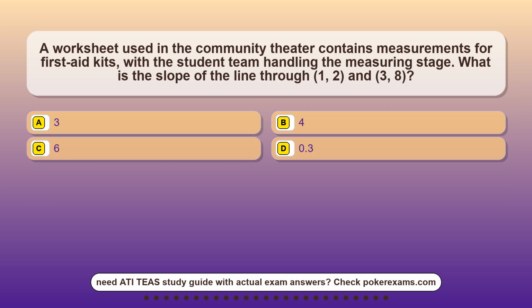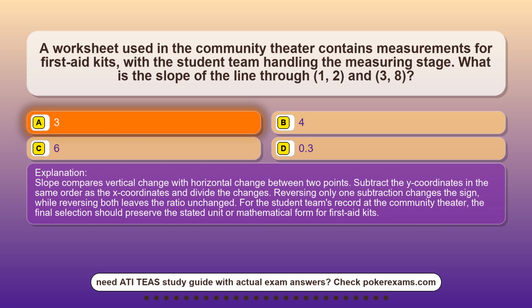Question 10. A worksheet used in the community theater contains measurements for first-aid kits, with the student team handling the measuring stage. What is the slope of the line through (1, 2) and (3, 8)? Option A, 3. Option B, 4. Option C, 6. Option D, 0.3. The correct answer is option A, 3.